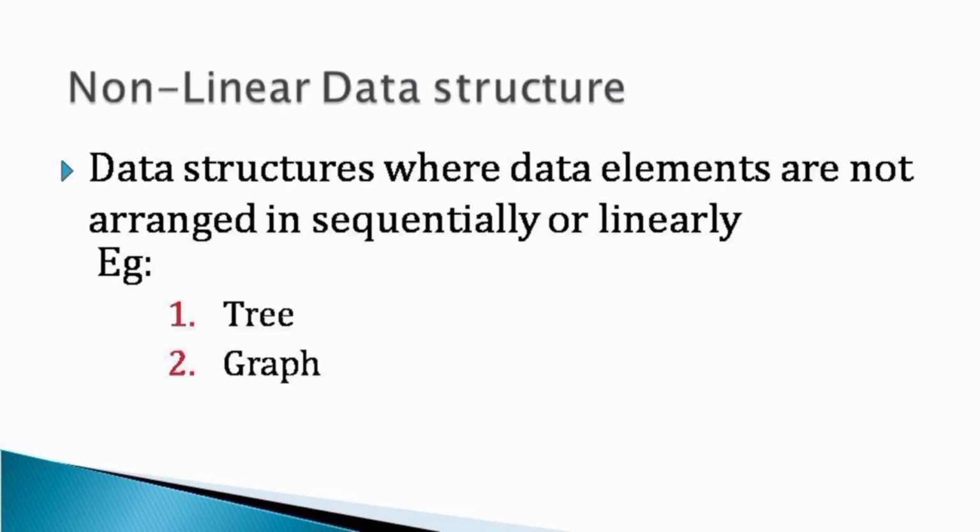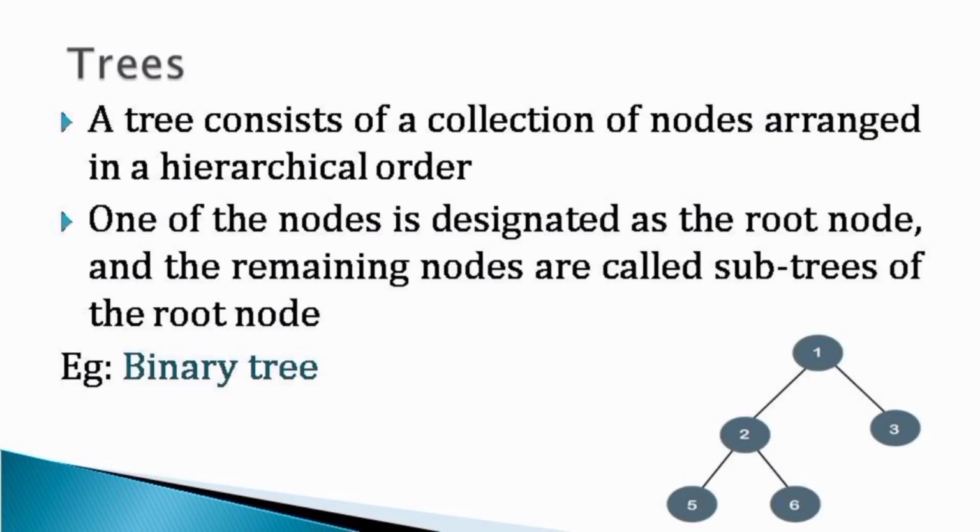Next, we will see about nonlinear data structure. The data elements that do not follow any sequential or linear order while storing data are called nonlinear data structures. The best examples for nonlinear data structure are trees and graphs. A tree contains a collection of nodes that follows a hierarchical order. One of the nodes is designated as a root and the remaining are partitioned into disjoint sets where each set is a subtree of the root.